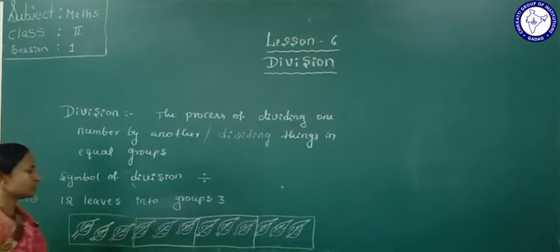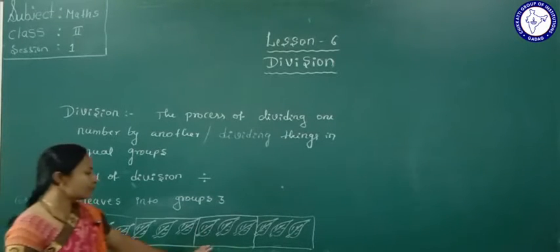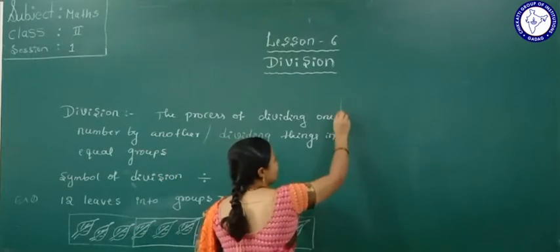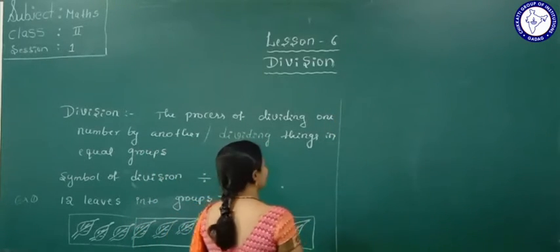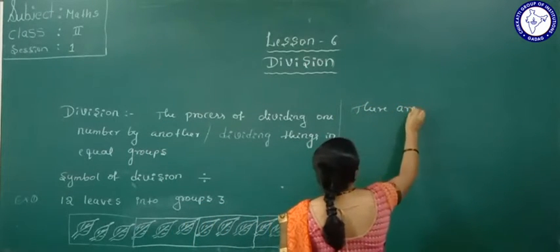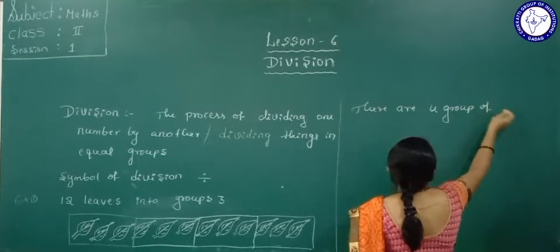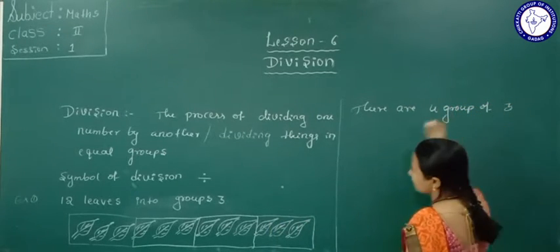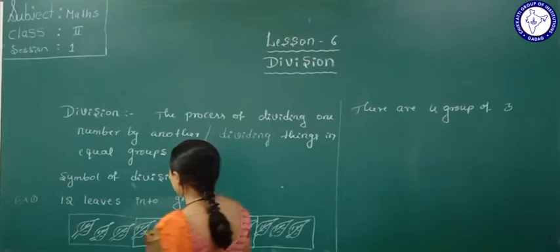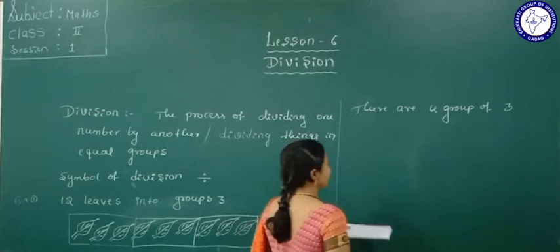Yes, tell me students, totally how many groups are there? 1, 2, 3, 4. There are 4 groups. So we'll write here, there are 4 groups of 3. It means in each group there are 3 leaves. So the number of groups is 4.